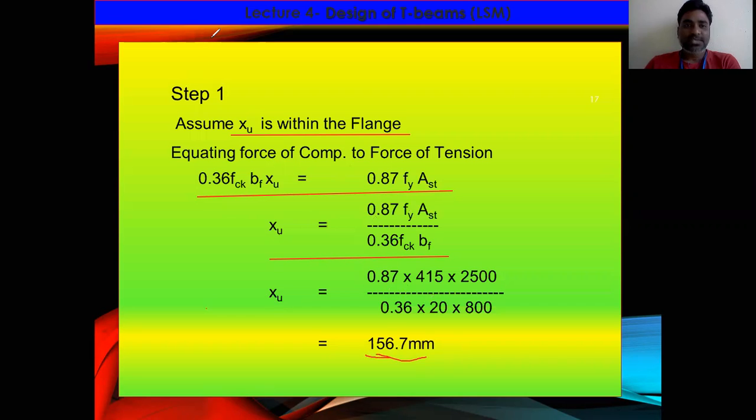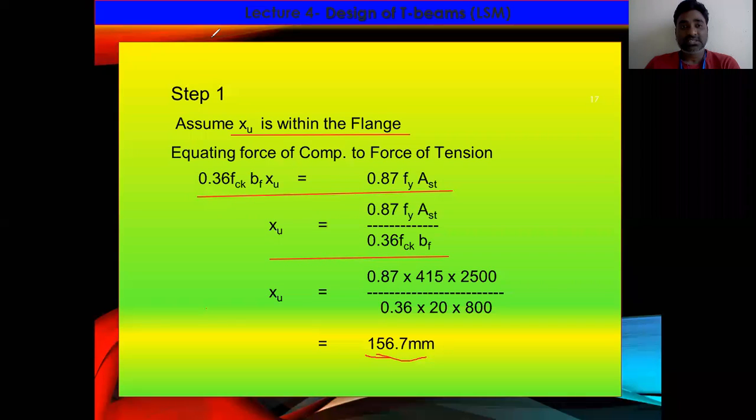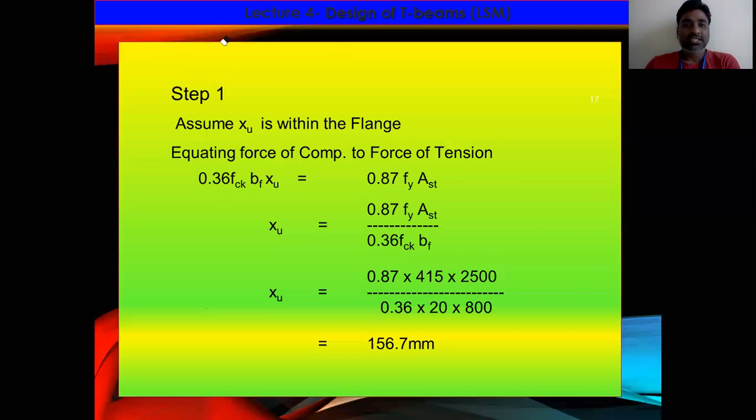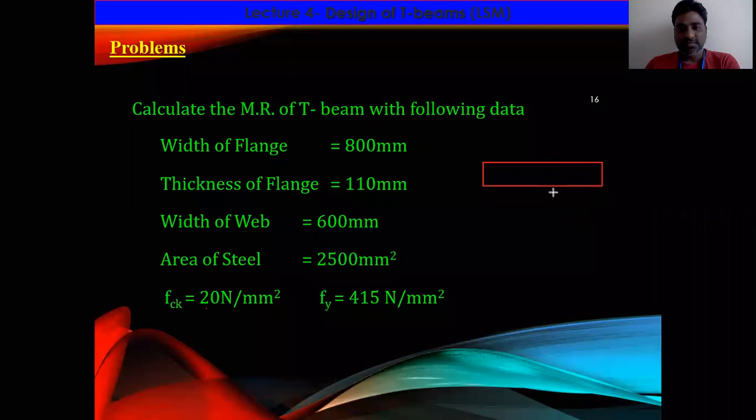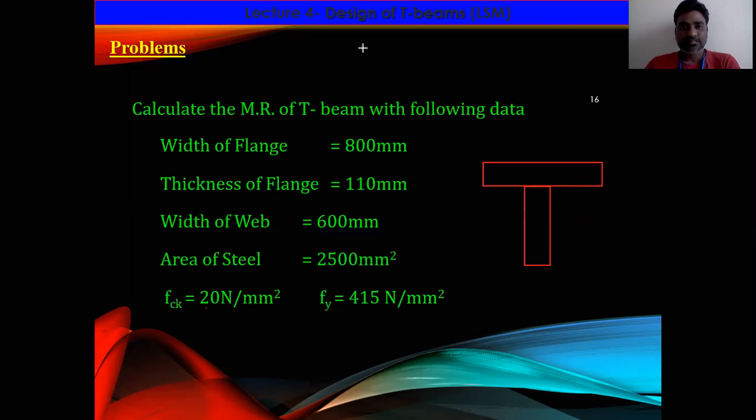Then the next step is you need to check whether our assumption is right or wrong. How to check? By comparing with the thickness of the flange. Before that, I would like to draw the T section. This is your T section, and this is the width of flange, 800. This is the thickness of flange. This one is the width of web, and area of steel here, right?